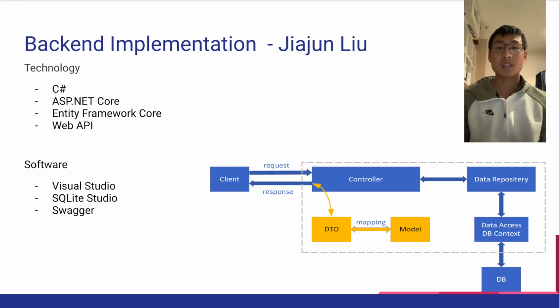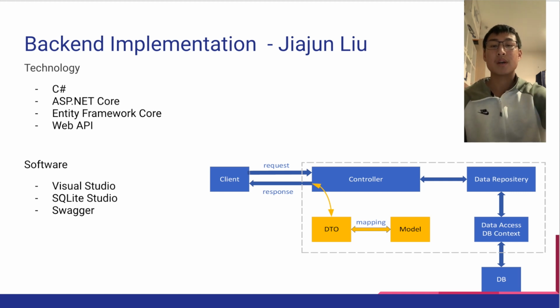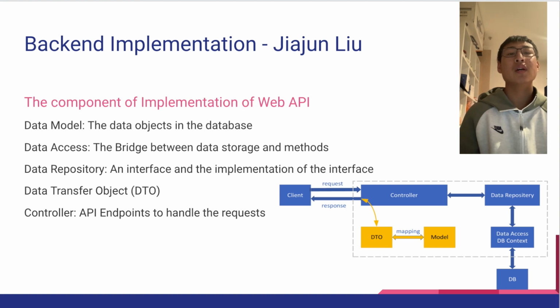Hi everyone, I'm Jiajun. I will discuss the backend implementation of our project. The technologies we used on the backend are C#, ASP.NET Core, Entity Framework Core, and Web API. The software we used on the backend are Visual Studio, SQLite Studio, and Swagger. We created a new ASP.NET Web API project on Visual Studio to initiate our project. I will discuss the components of implementation of our Web API.